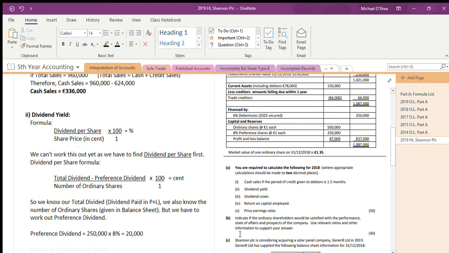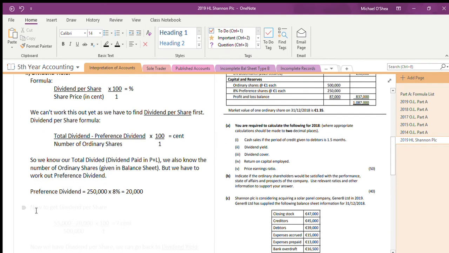I know this can be a little bit confusing because you have to do multiple things. But they've asked us for dividend yield. I have my formula, but I didn't know dividend per share. So I found the dividend per share formula, and before I worked this out, I had to find preference dividend, which I've now found. Therefore, I can go back to this formula, plug everything in here, and find out what my dividend per share is, and then finish this formula finally.